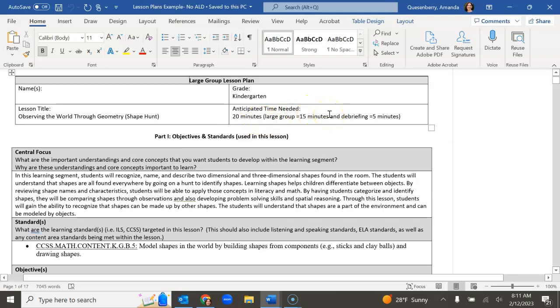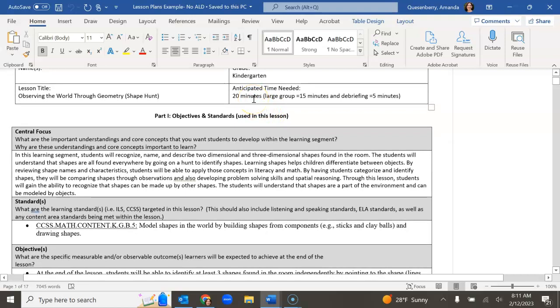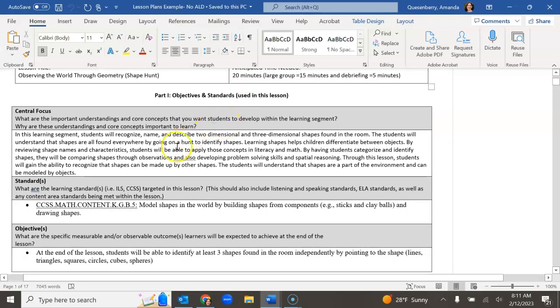Remember that I think it was in week 2 when we were talking about the temporal environment and schedules, we talked about recommended time frames for different grade levels. So this student has used 20 minutes because we talked about large group lessons being no more than 15 minutes with a 5-minute debriefing, right? So that's why that time frame is there. So be sure to go back and look at that if you have a different grade level that you're doing your lesson plan for.